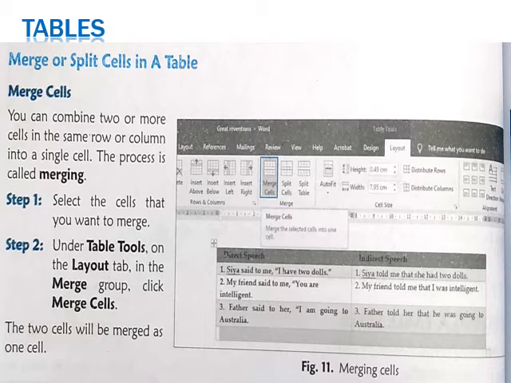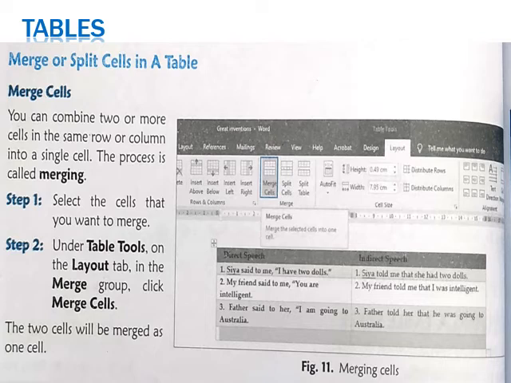So, step 1, select the cells that you want to merge. Now this is again a requirement. If you want to merge cells, naturally they are more than one. So just select both the cells and then activate the merge cell option. Under the Table Tools on the Layout tab, in the Merge group, click Merge Cells. The two cells will be merged as one cell. So this way you can merge two cells.